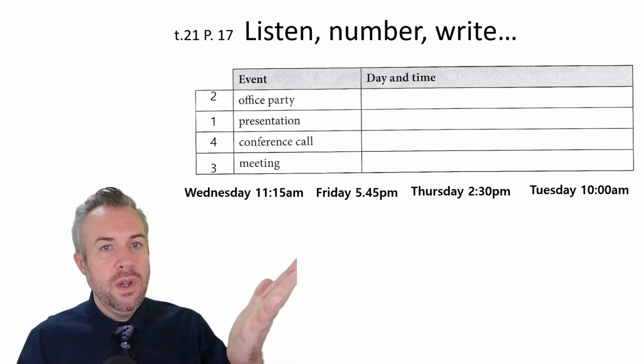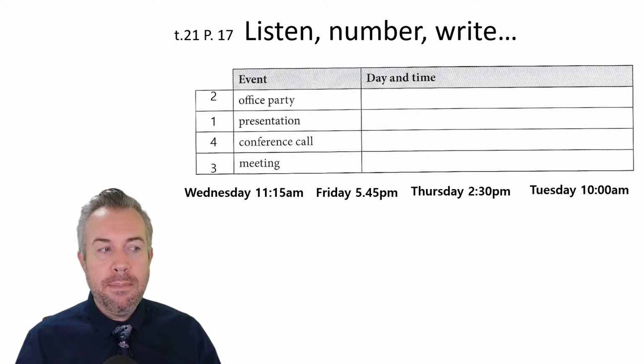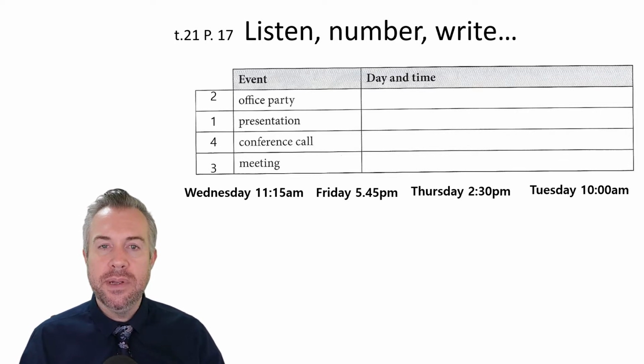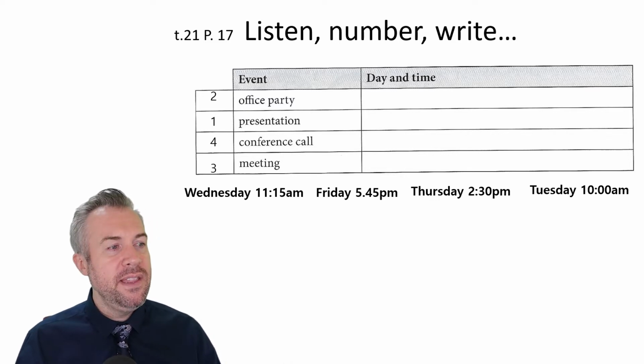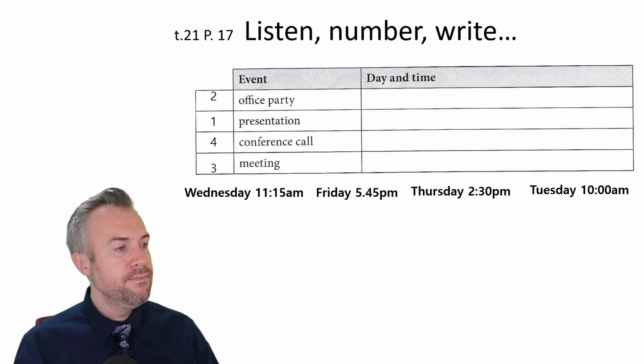The book gives you 4 choices. We have Wednesday, 11:15 a.m., Friday, 5:45 p.m., Thursday, 2:30 p.m., and Tuesday, 10 a.m. Let's listen again and fill in the right day and time for each event.